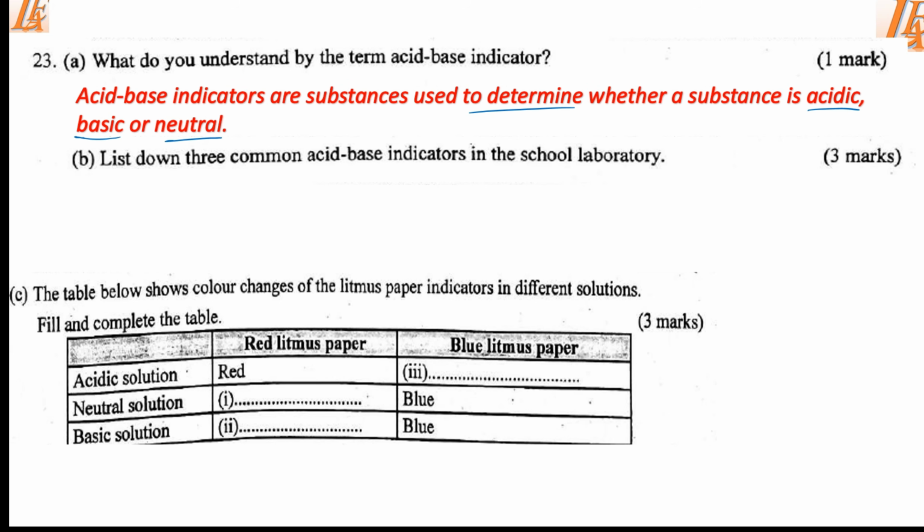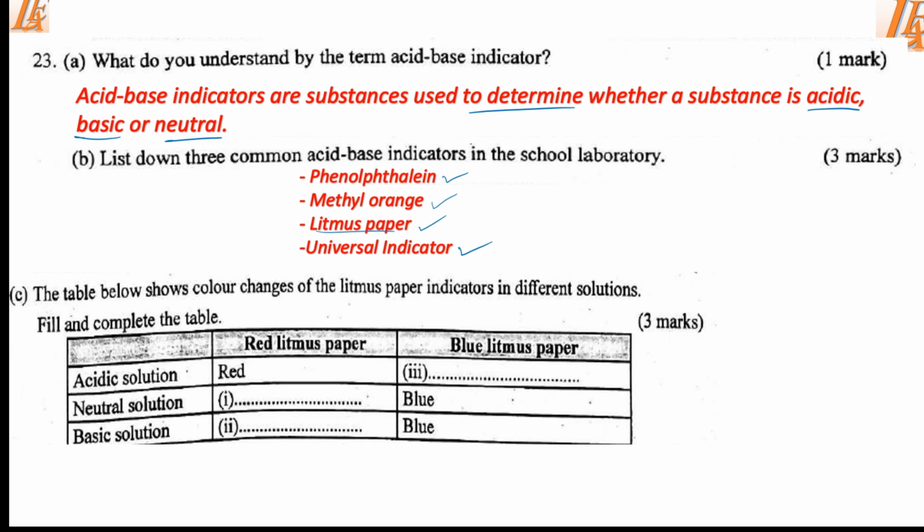Then B, list down 3 common acid-base indicators in the school laboratory. In a school laboratory, some of the common indicators that we have include: 1, phenolphthalein indicator; 2, methyl orange; 3, litmus paper. This is the most common one, litmus paper. And then we have a universal indicator, which is also very common.